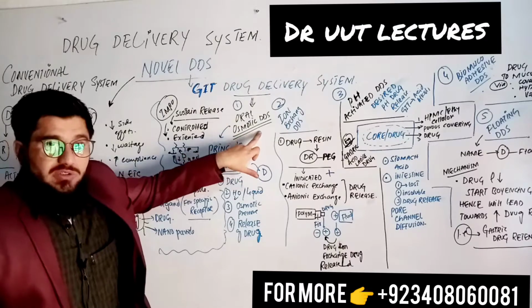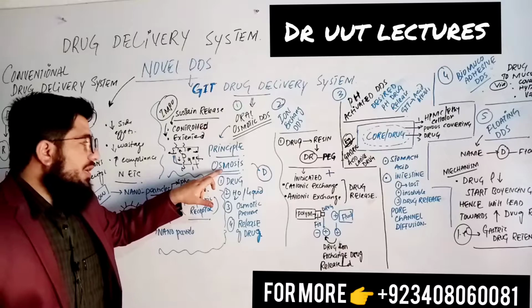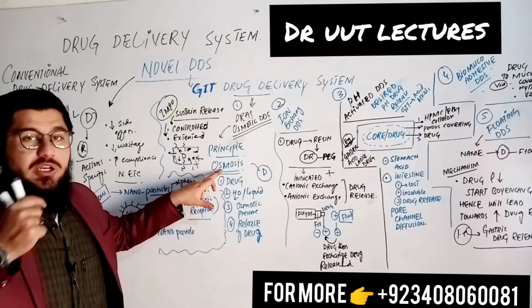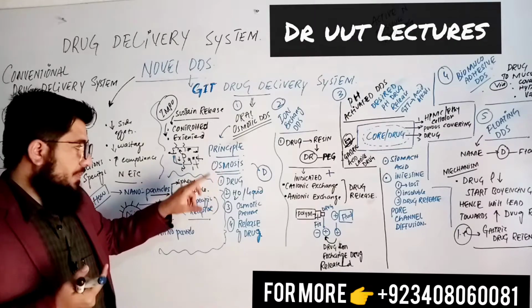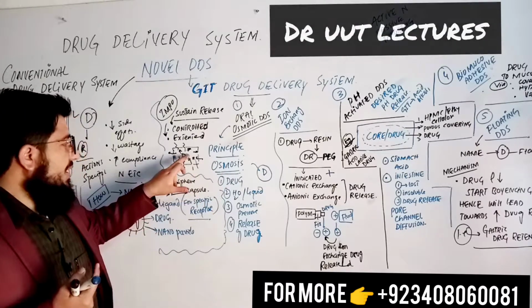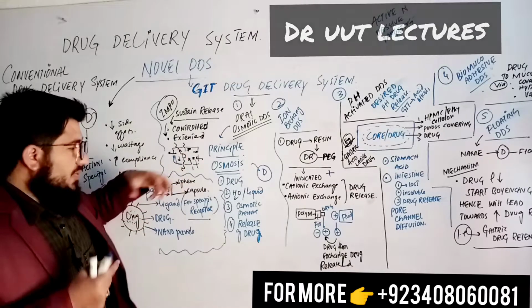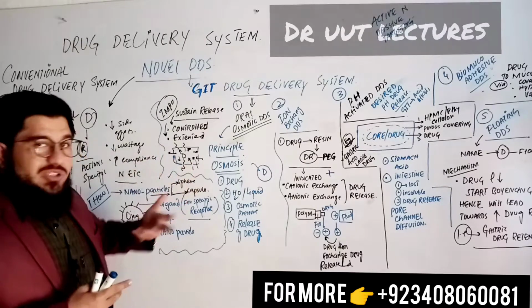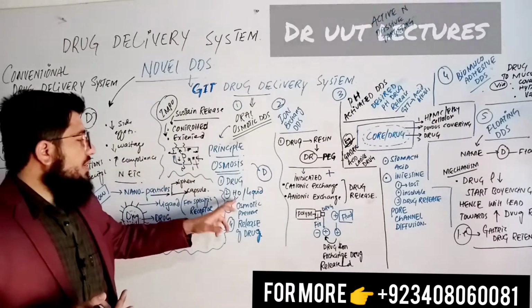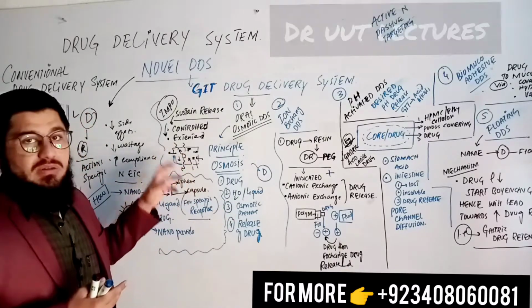An oral osmotic drug delivery system functions on the principle of osmosis. What is osmosis? It is the diffusion of particles through a semi-permeable membrane. So what happens now? The drug that I have taken is enclosed in a semi-permeable membrane. This drug will reach the body, and the fluid surrounding the drug will pass through the semi-permeable membrane.